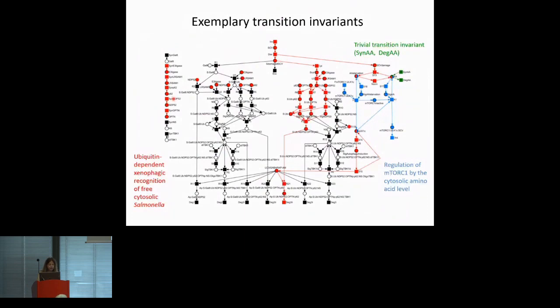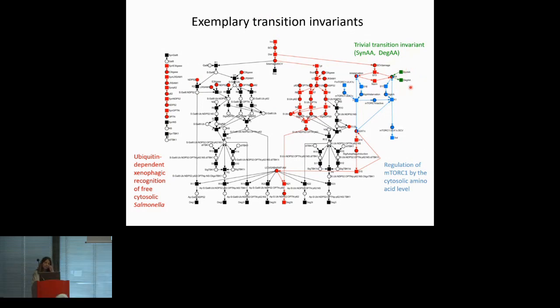So here we have exemplarily transition invariants. The red one defines the ubiquitin-dependent xenophagic recognition for free cytosolic salmonella. The blue one, the regulation of the mammalian target of rapamycin 1 complex. And here the green one is a trivial transition invariant. And what you see here now, the red invariant really goes from the beginning, from the formation of the salmonella containing vacuole or for entering salmonella into the system until the cell response. But the blue one does not, and also the green one does not.